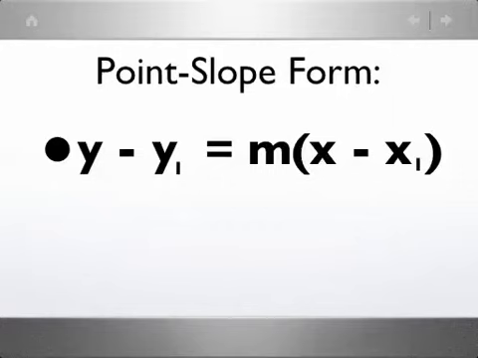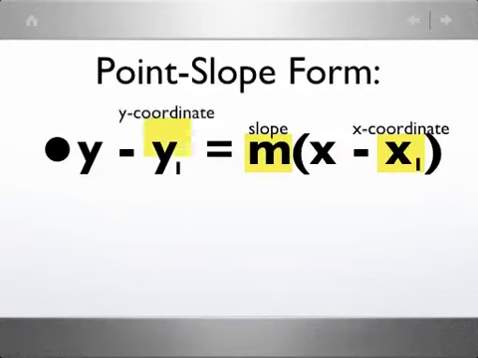In point slope form, the m, just like in slope-intercept form, is the slope. The x sub 1 is the x-coordinate, and y sub 1 is the y-coordinate from the same ordered pair. That's why you have the sub 1s. The x and y coordinates have to come from the same ordered pair, the same point on your line.